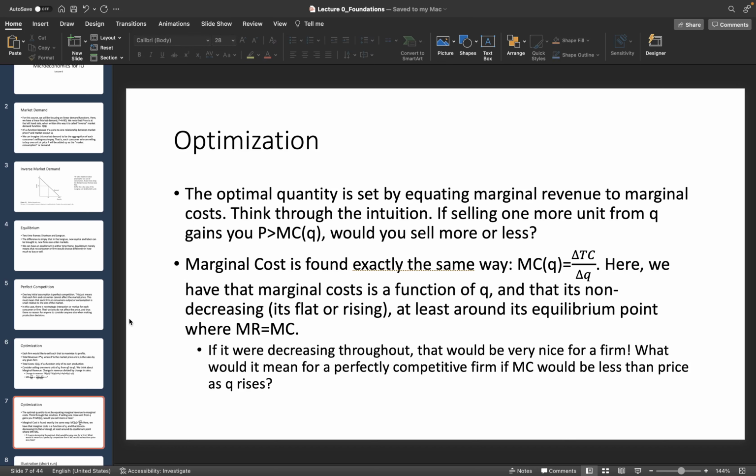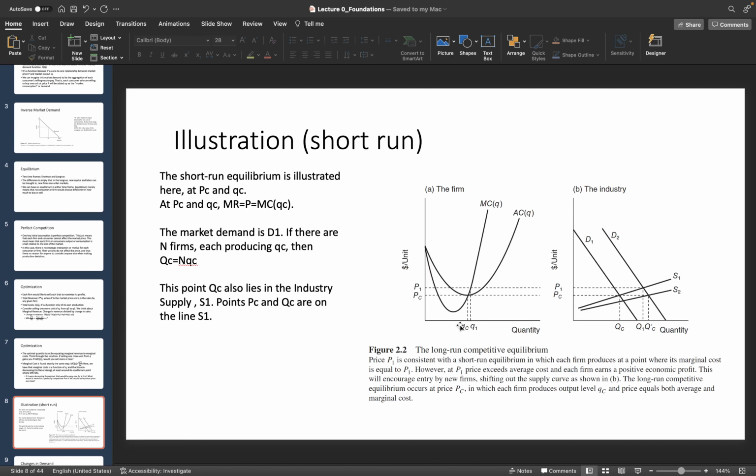So the short-run equilibrium is illustrated here at PC and QC. At PC and QC, MR is equal to P. Let's look at it. This is the firm here, and this is the marginal cost. QC is here, and PC is here. PC happens to be the marginal revenue, and it's equal to marginal cost at exactly that quantity, QC. And in fact, that's how we get the output per firm, because we're equating the price to the marginal cost, and that's how you get QC.